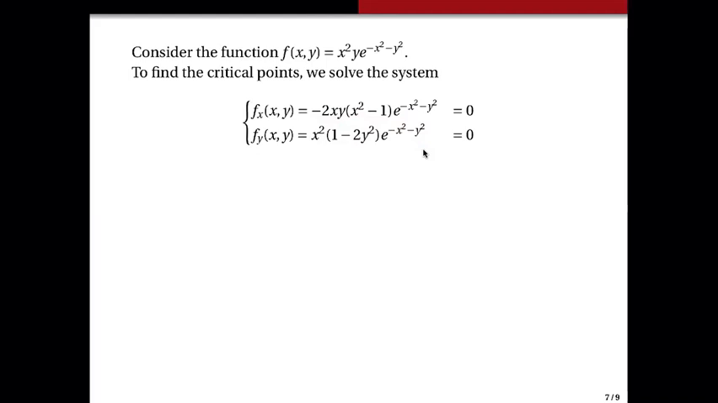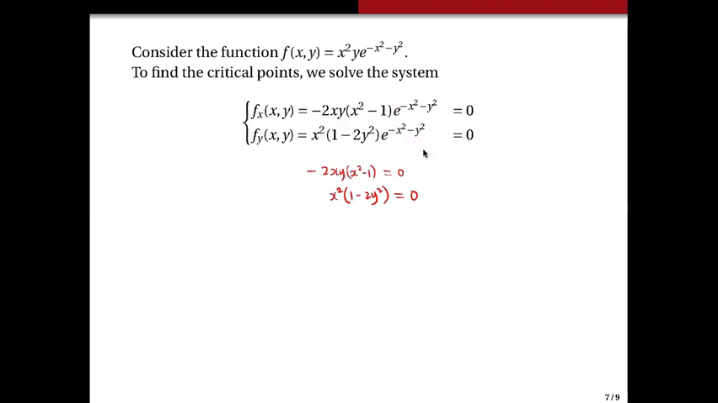Now, this guy here, whatever your x and y are, will never be 0. So in here, you will have negative 2xy times x squared minus 1 equal to 0. And then the other one, you will have x squared times 1 minus 2y squared. This is equal to 0. Okay?